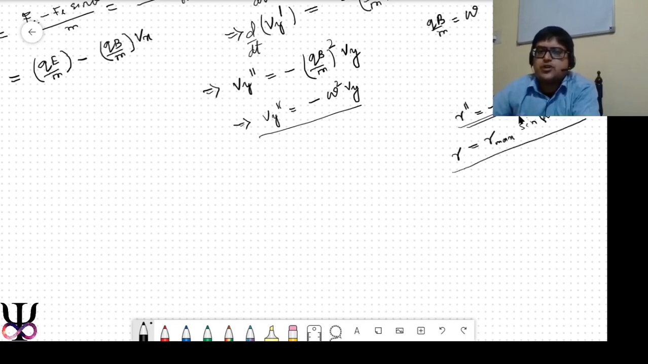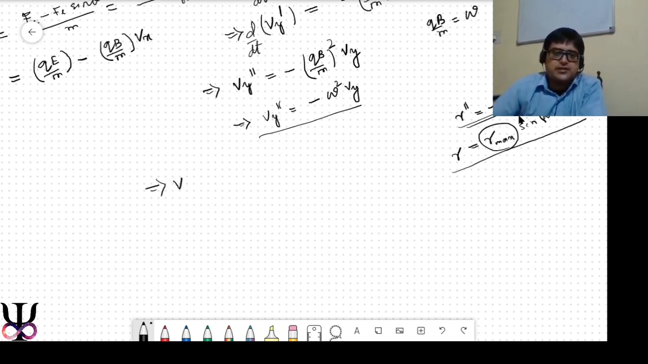Okay, and then you put the boundary conditions, the initial conditions that you already have, which would let you know what the values of these things are. Basically, we have two arbitrary constants: one is R max, the other one is delta, and the exact values are determined by the boundary conditions specific to the problem that you are trying to solve. So we can use the same technique here and solve it. What we can write is Vy is given by Vy max sine omega t plus delta, right?